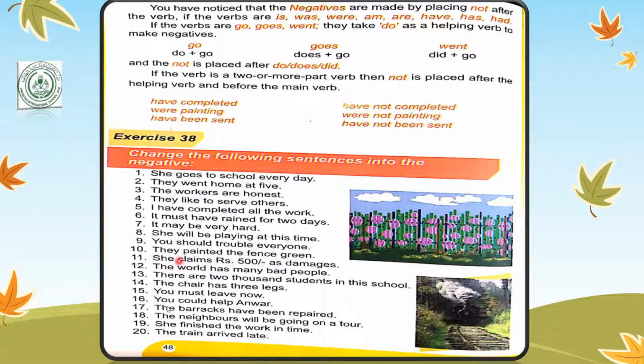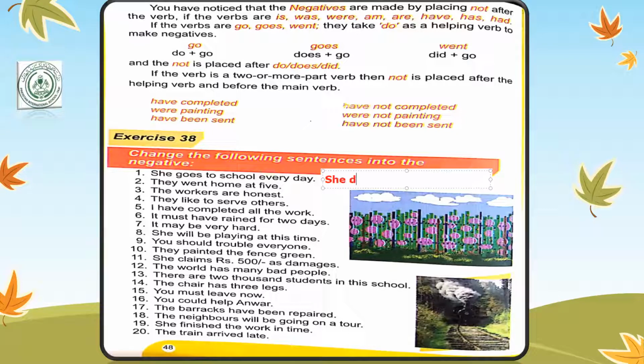So we have 20 sentences over here. We will solve 15, and then 16 to 20 will be your homework. But I will not write over here, dear students, I will just say it and you just understand. Change the following sentence to the negative. Now, she goes to school every day. I will write a few for you. For example, look over here. She goes to school every day. How will you change it?